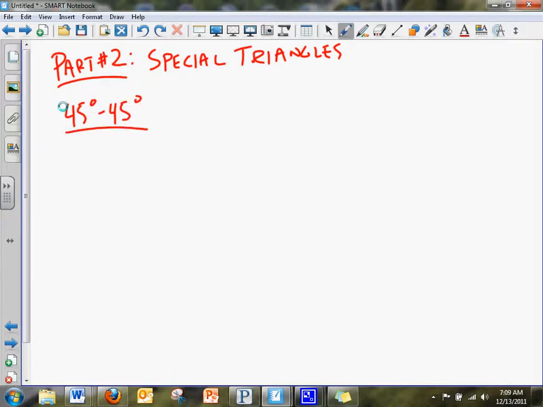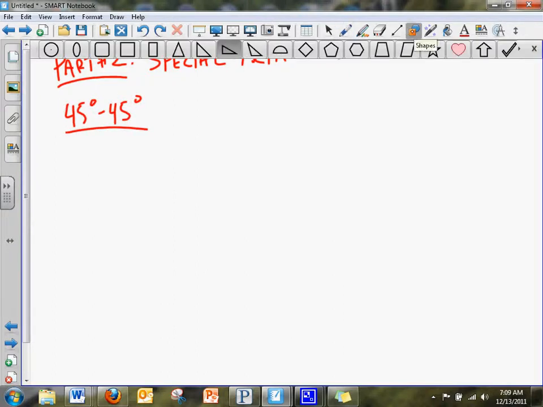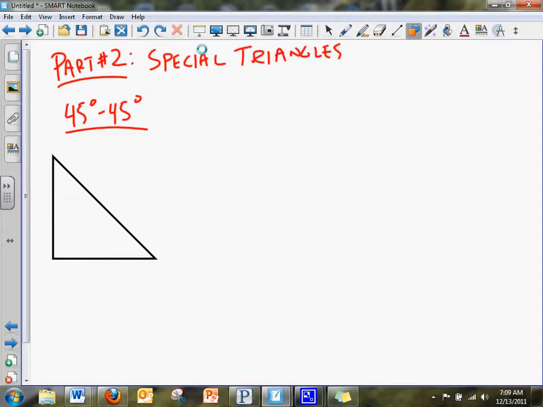All right. So I'm going to sketch one real quick. There you go. It's a 45-45 triangle, and I'll call it C, A, and B again.